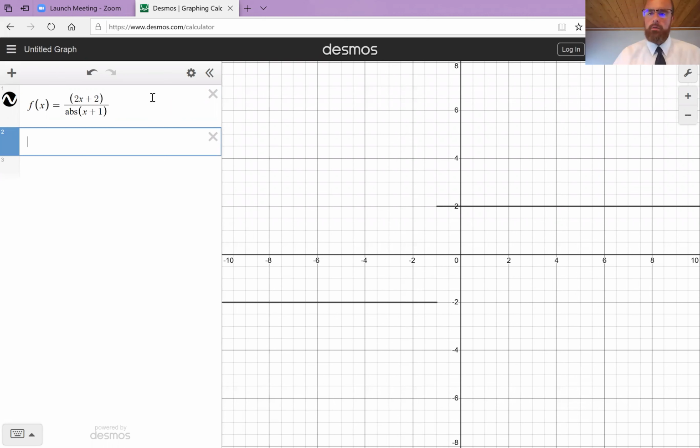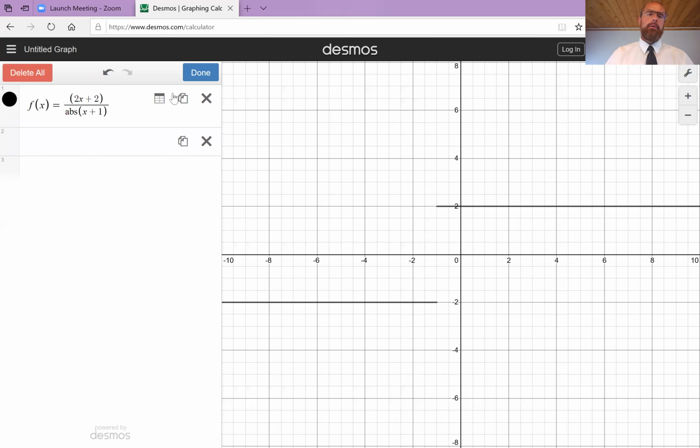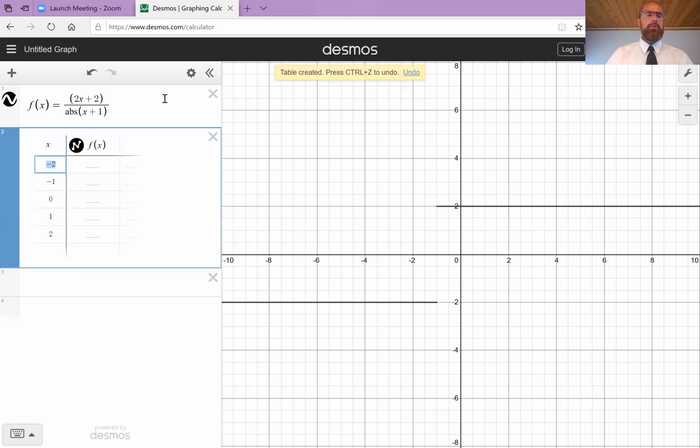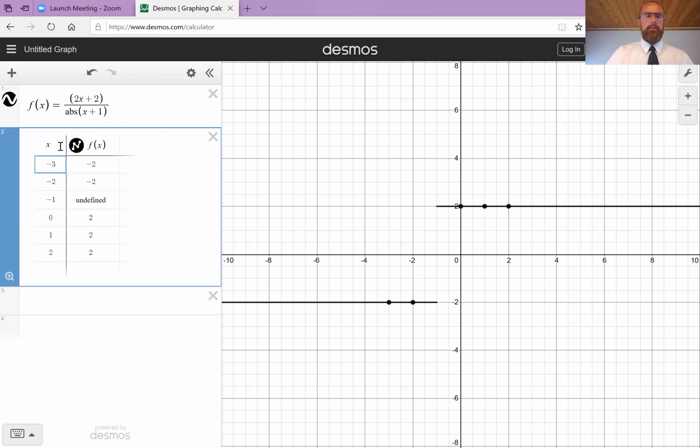So definitely we've got something strange happening here. To the left of this undefined term at -1, I have a straight line at -2 going forever. To the right of the undefined value at x equals -1, I have a straight line at +2 going forever. In fact, if I made a table, I wouldn't have to do a lot, because you see, let me add one more value there, -3. It shows that constant value.